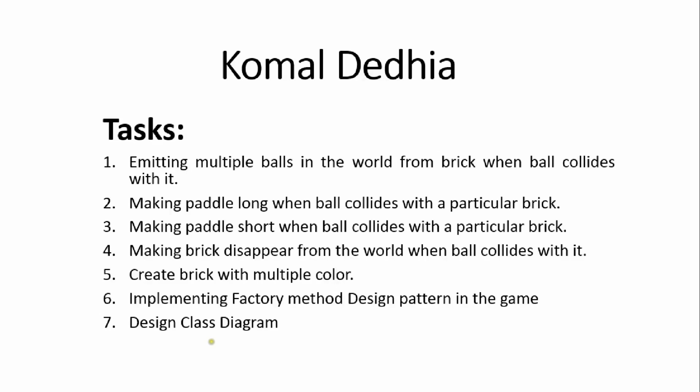My task is to emit multiple balls in the world from a brick when the ball collides with it, making the pedal long or pedal short when a ball collides with a particular brick, making the brick disappear from the world after the ball collides with it, then creating bricks with multiple colors, that is red brick and golden brick. I have implemented the factory method design pattern to implement my task in the game.